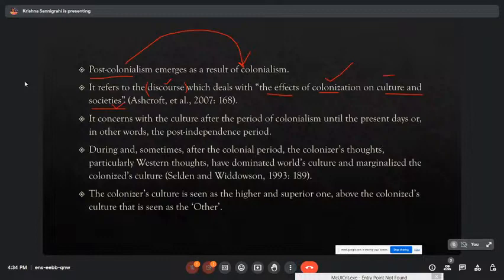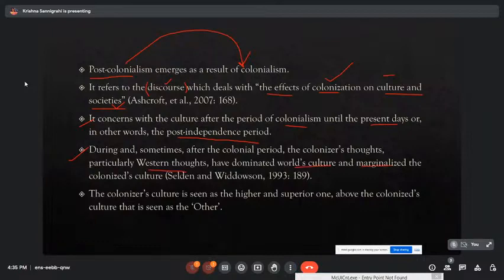So our society has been influenced a lot by the colonization, and what are the effects, what are the changes, and the discourse or the discussion regarding that which is accepted by the people in power comes to be accepted as the post-colonial discourse. It concerns culture after the period of colonialism until the present days, or in other words, the post-independence period. During and sometimes after the colonial period, the colonizers' thoughts, particularly Western thoughts, have dominated the world's culture and marginalized the colonized culture.